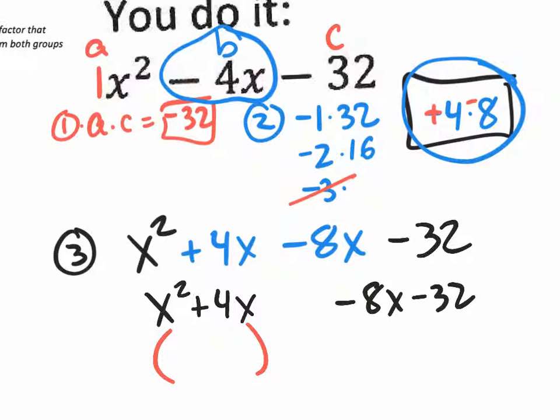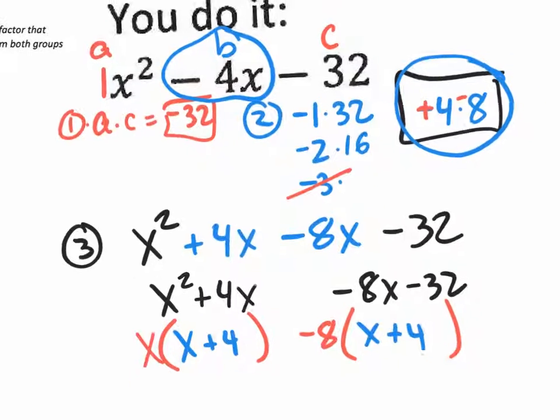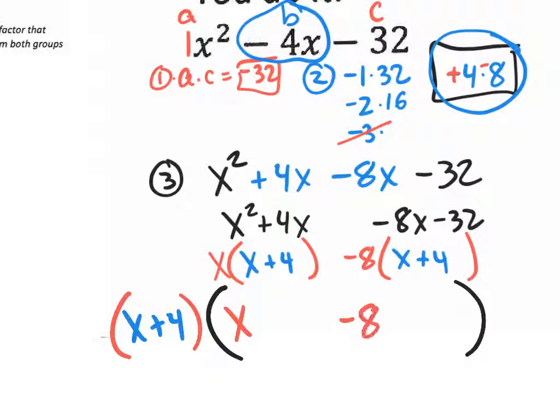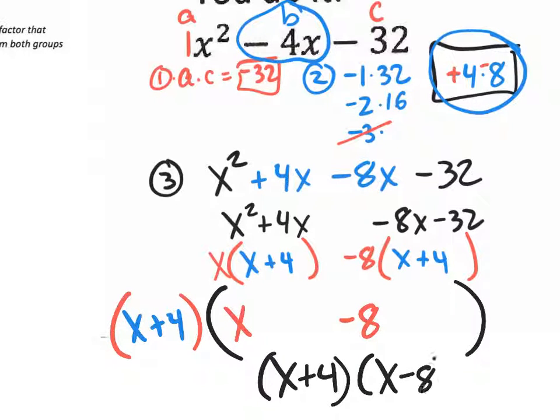I'm going to factor from my first group. What could I pull out? X. What's left? X plus 4. What could I factor out of my second group so I could end up with the same binomial x plus 4? A negative 8. That way you end up with that same exact x plus 4. And now we take a step back and factor out that common binomial. Here are my exaggerated parentheses. Here's my common binomial of x plus 4. On the inside, what do I have left? X minus 8. And there's my answer. X plus 4 times x minus 8. Done.